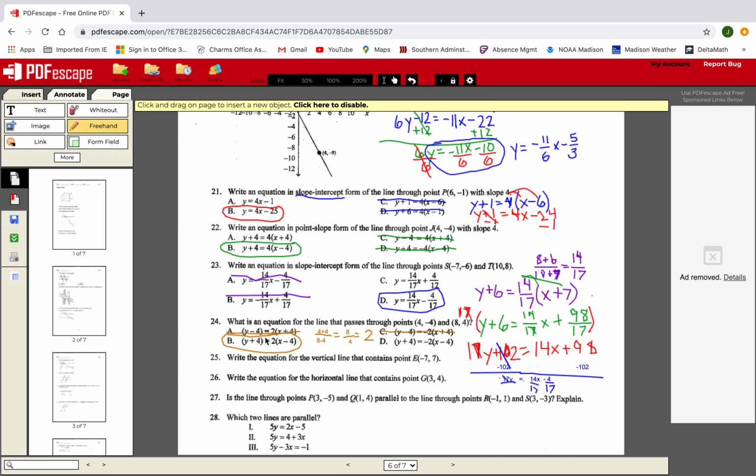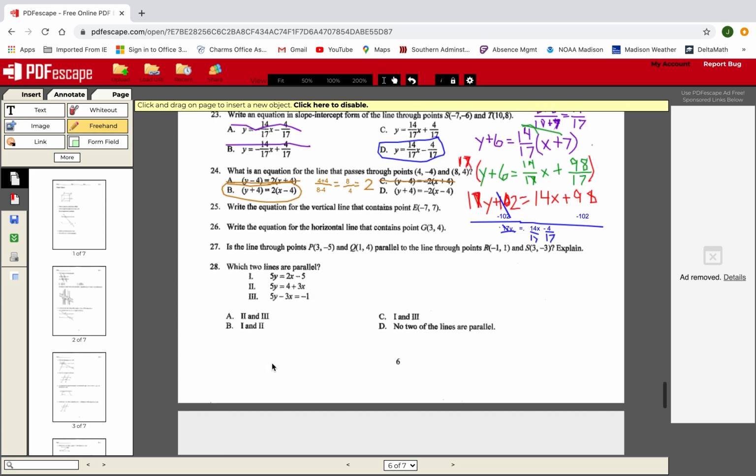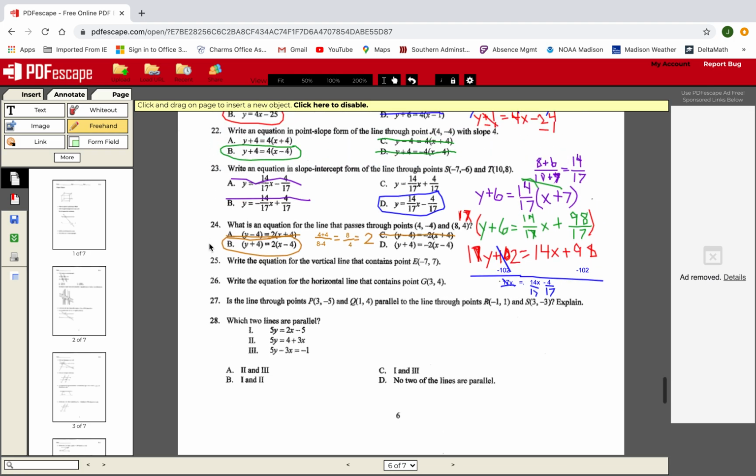Okay, the values are different. Number 25, write the equation of the vertical line that contains this point. Remember that vertical lines, of course, go up and down. The vertical lines go through the x-axis, so it is our x values that give us those vertical lines. So what is the x value of that point? Hopefully you can see the x value of this point is negative 7. So x equals negative 7.